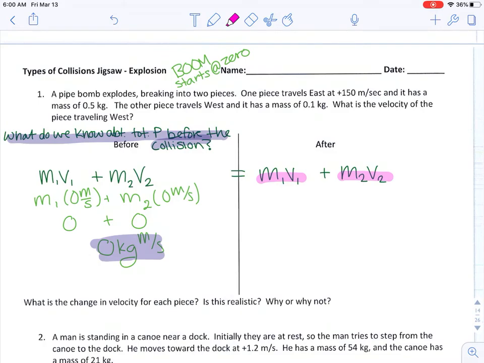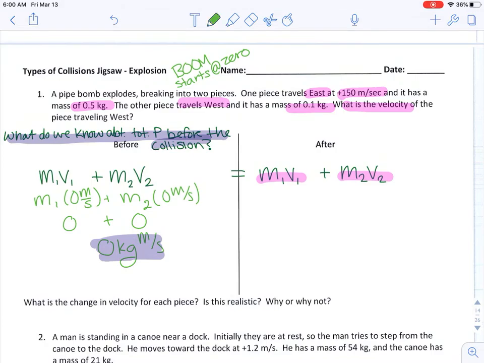All right, one piece travels east at 150 meters per second and has a mass of 0.5 kilograms. The other piece travels west, so that's telling me that it's going the opposite direction of the one that's going east, right? So opposite directions, which is good. That's something I should know about an explosion from the reading in our expert groups. And it has a mass of 0.1 kilograms. We want to know what is the velocity of the piece traveling to the west.